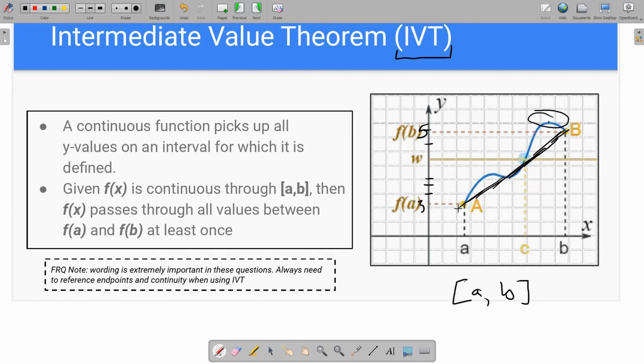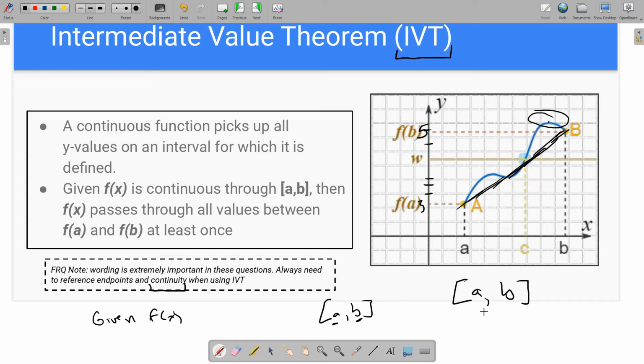So that's something that will come up and will always be present on an AP exam. It's one of those things that always gets asked. And just a wording note, wording is extremely important in these questions. You always need to reference your endpoints, and you need to reference the fact that it is continuous. So usually you would say something along the lines of, given f of x is continuous along a and b, and you would actually fill in what these numbers are.